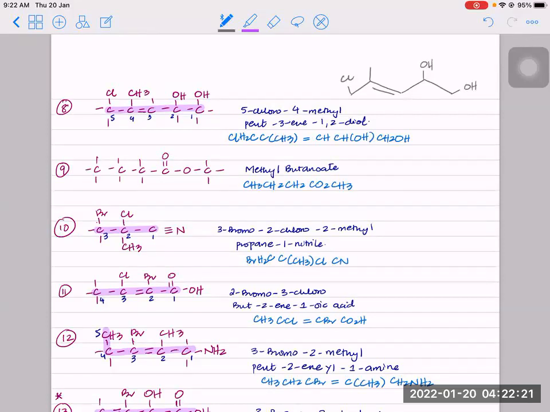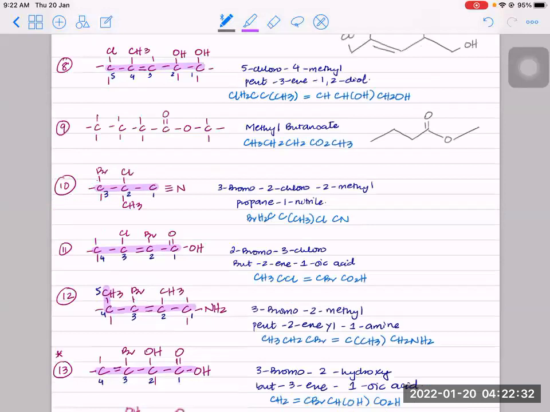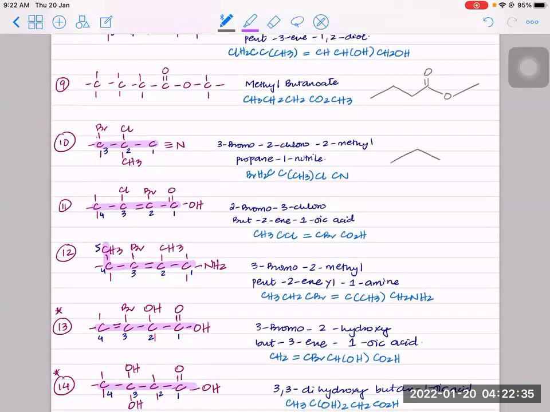Then this one has 1 carbon, 2, 3, 4, double bond O, single bond O, and another carbon. Then you have 1, 2, 3. This would be a Br. This would be a Cl and a CH3. And this would be a triple bond N. Clear? Then this has 4 carbons. 1, 2, 3, 4. Right here you have a double bond OOH. Right here you have a Br, double bond.